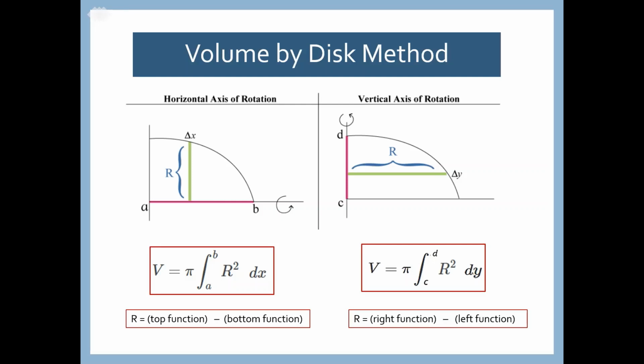Basically, r, which refers to the radius of the disc, represents the height of the rectangle, and it is equal to the top function minus the bottom function if the rotation is about the horizontal axis, or r is equal to the right function minus the left function if the rotation is about the vertical axis.